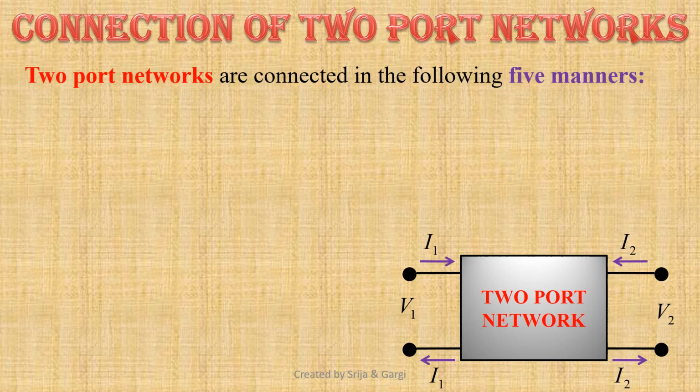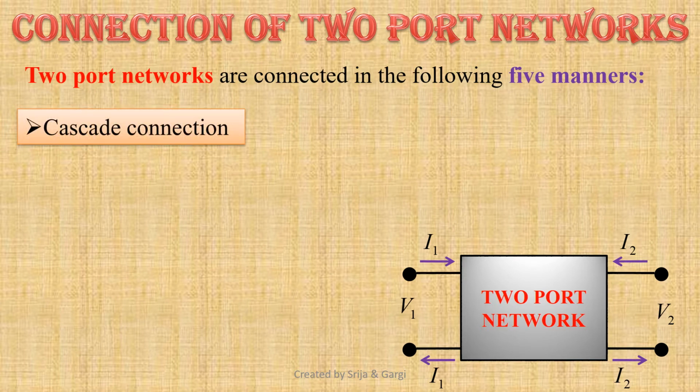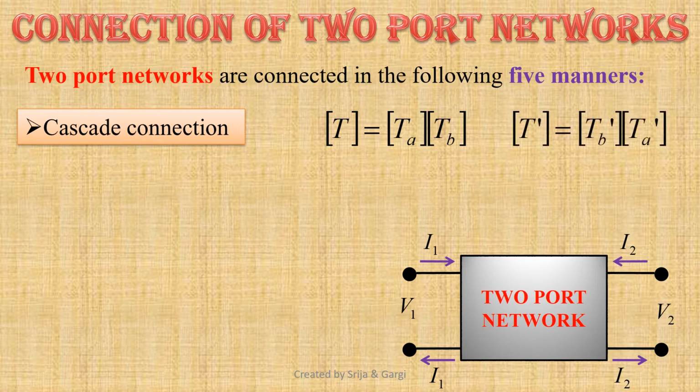When we connect the output port of one two-port network to the input port of another two-port network, we call it cascade connection. It is the simplest method and a very popular one. The overall transmission parameter matrix for cascade connected two-port networks is the matrix product of the transmission matrices of each individual two-port network in cascade. The overall inverse transmission matrix for cascade connected two-port networks is the matrix product of the inverse transmission matrices of each individual two-port network but in reverse order.